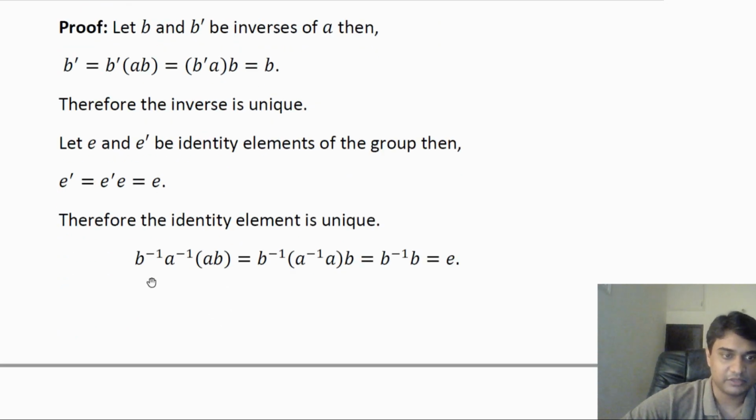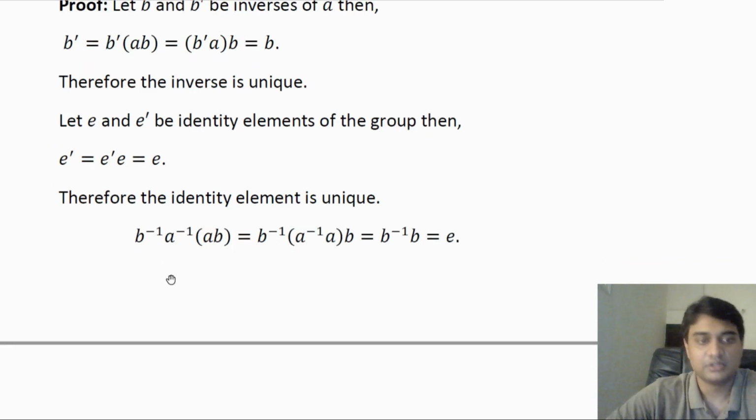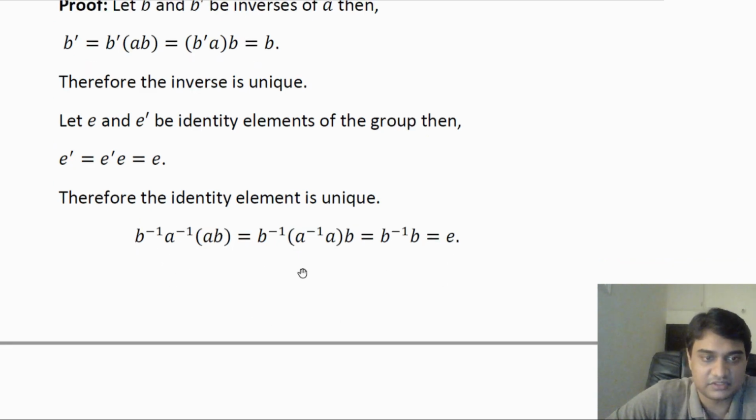So multiplying to the left, B inverse A inverse times AB equals B inverse times A inverse A times B because of the associative law. Okay, we can write it like this, and A inverse A is the identity. So we are just left with B inverse times B, and B inverse B is the identity E. So multiplying B inverse A inverse to AB on the left results in identity.